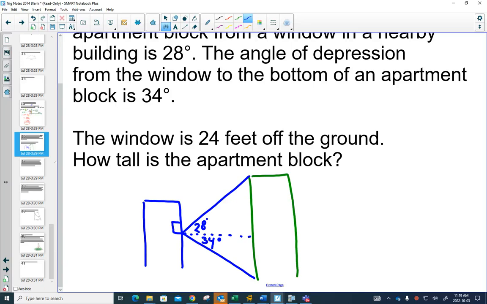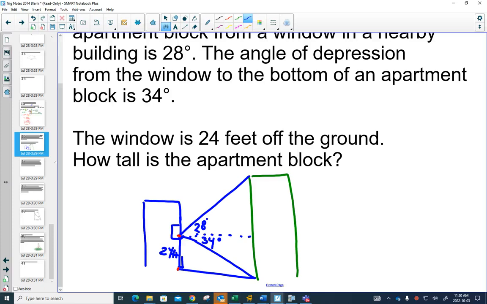The window, the 24, is right from here to here is 24. 24 what? Feet? So that's a little dash there. 24 feet would be from this dot to this dot. Okay?